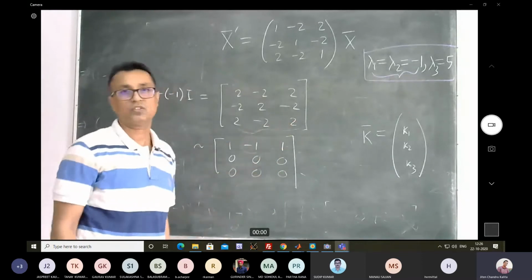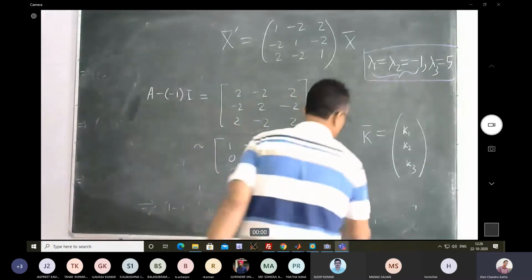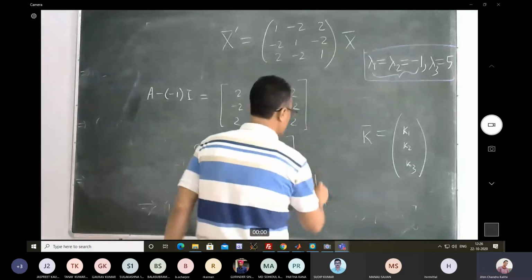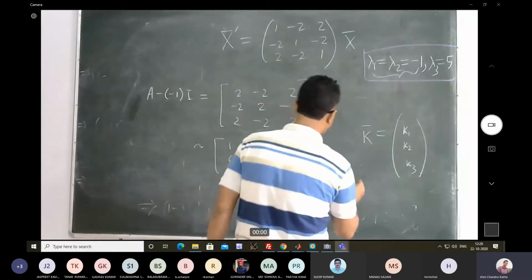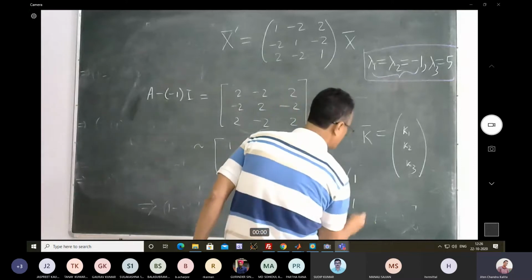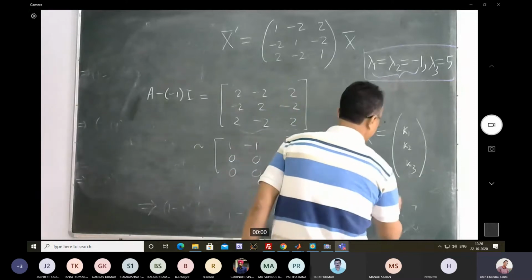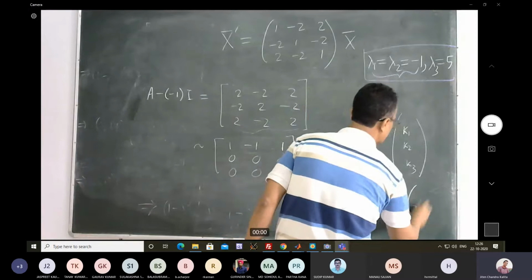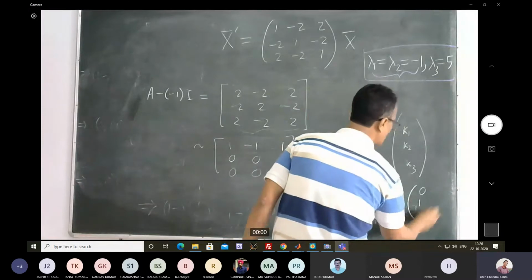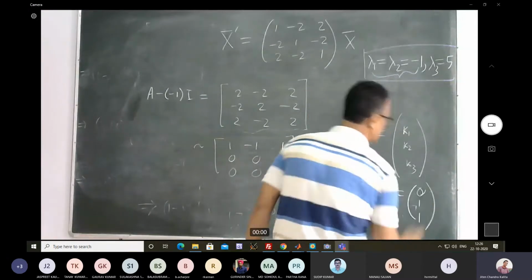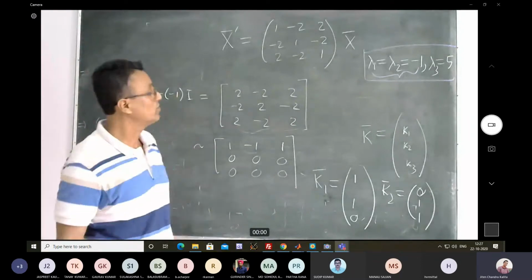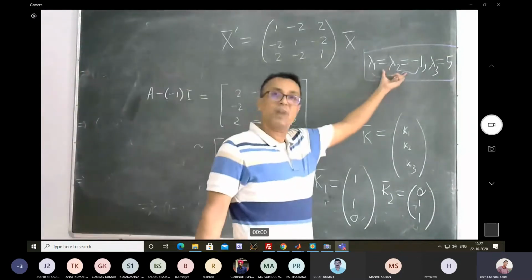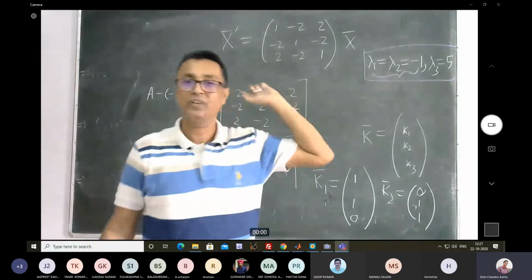Okay. So what we have found out is that I can have eigenvector k1 bar, this is 1 1 0, right? And then k2 bar, this is 0 1 1, right? 0 1 1 as my two eigenvectors corresponding to the same eigenvalue -1. That was my point. Is it okay with everybody?